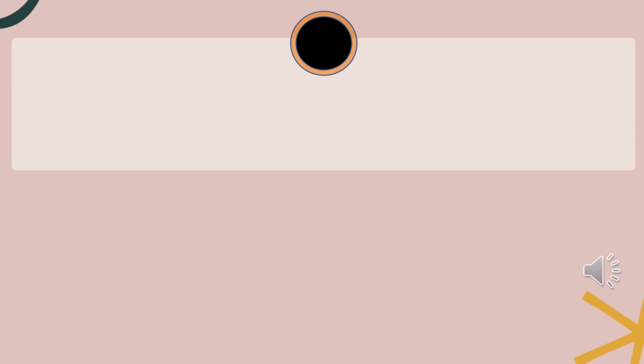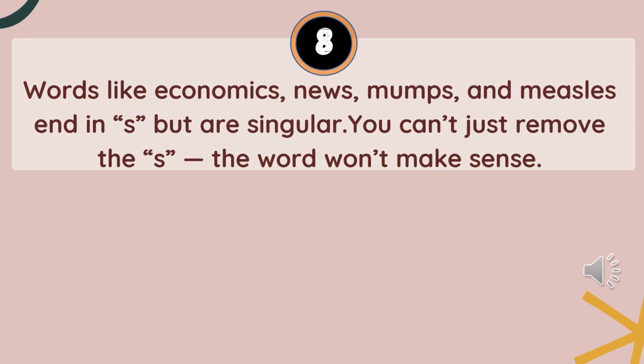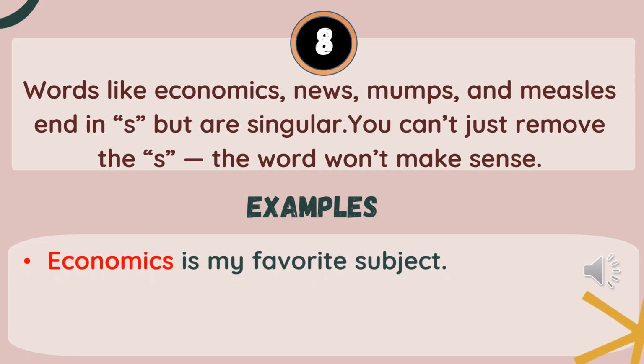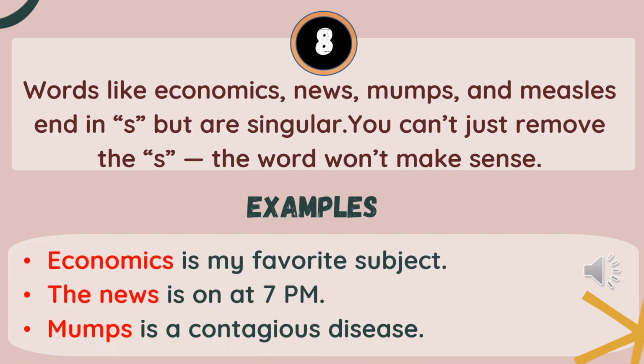Some words end with S, but they are singular. You can't remove the S because the word won't make sense. Examples: economics is my favorite subject. The news is on at 7 p.m. Mumps is a contagious disease. Remember, even though these words end with S, they are singular and use singular verbs like is.